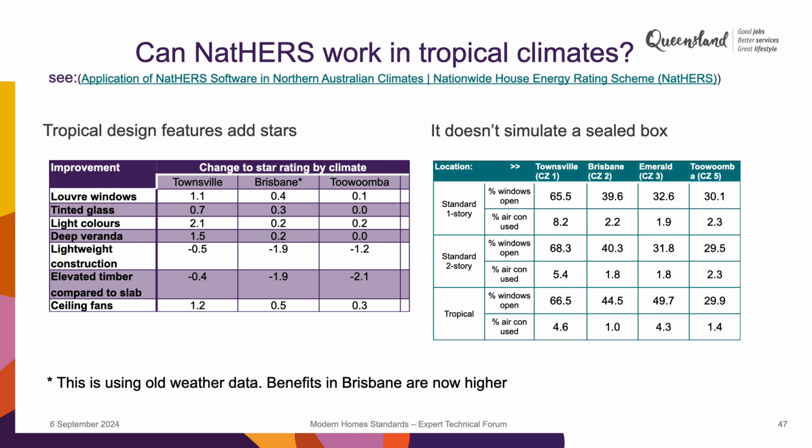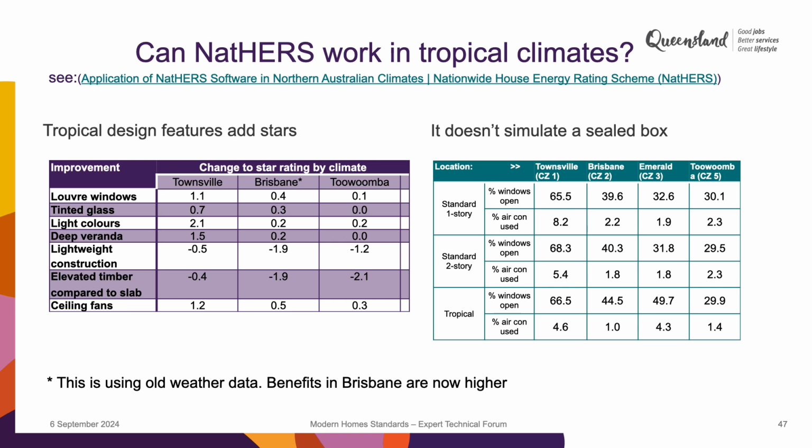Interestingly, the tropical house was opening the windows about the same amount of time, but it was actually only air conditioning 4.6% of the time. So around half as often. The trouble is, when the air isn't moving in a well-ventilated tropical design, then the loads for air conditioning are a bit higher. So even though it was only air conditioning half as often, because the loads were higher when it was air conditioning, they get the same rating.